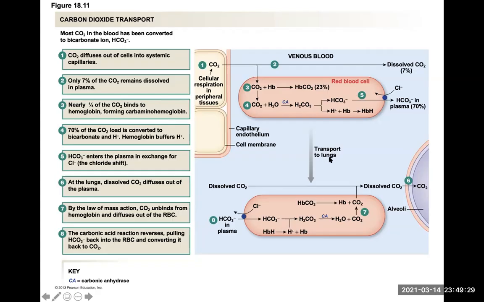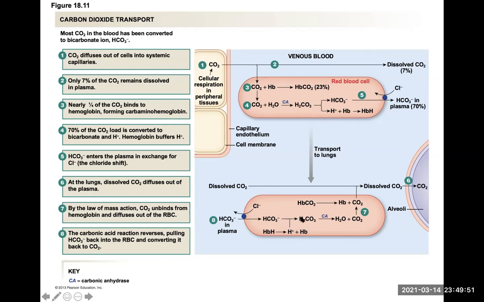You can see transport to the lungs. So this is chloride shift at the tissues. This is chloride shift at the lungs. So bicarb goes in, chloride goes out. Now your hydrogen ions are going to release from the hemoglobin, and the free hydrogen is now going to link up with the bicarbonate to help form the carbonic acid, right?